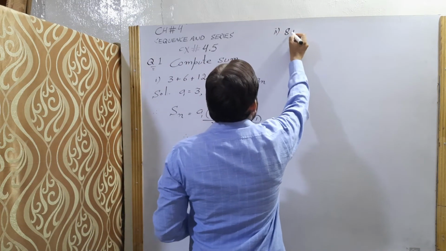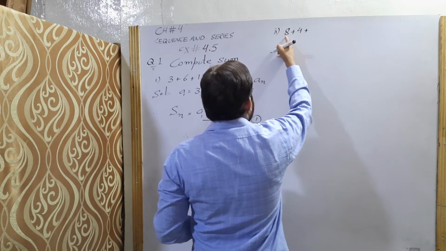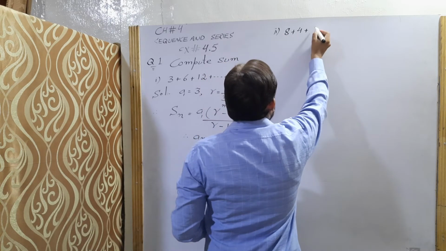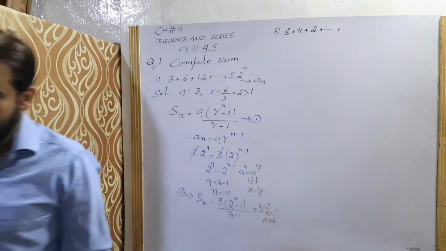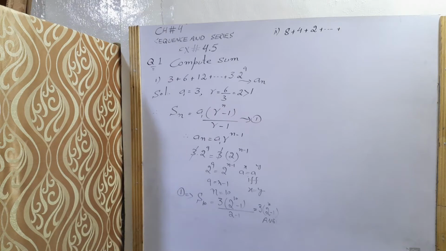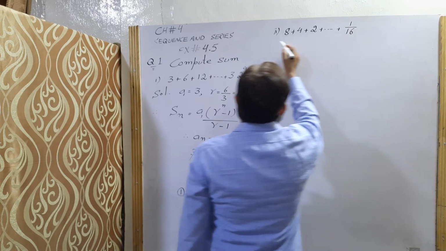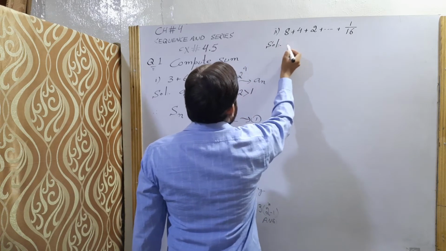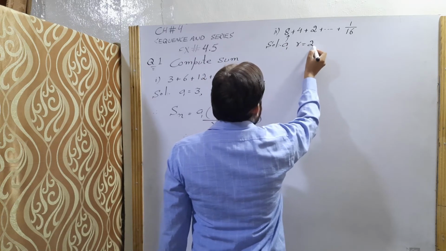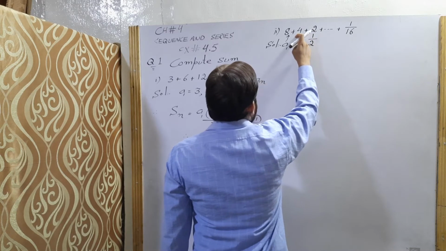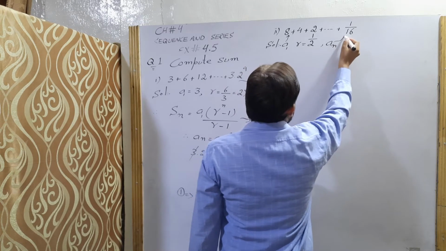8 plus 4, 8 divided by 2, 4 divided by 2, plus up to so on. In this case it is a geometric series like that, and plus 1 by 16. Compute sum. In this case, the first term a1 is 8, and the common ratio is 1 by 2, because 4 divided by 8 is 1 by 2, and the last term in this case is this one.